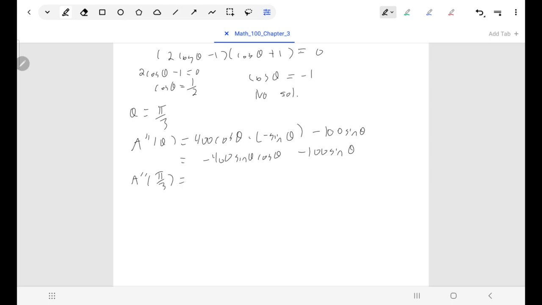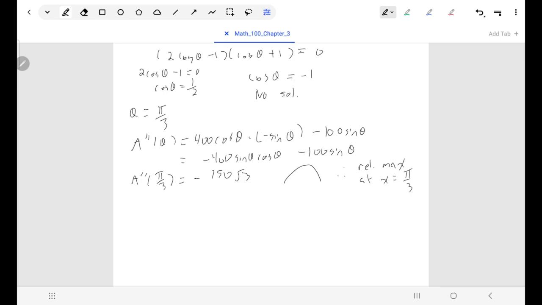If we ask ourselves what is f double prime of pi over 3, we put in pi over 3 for sine and for cosine. Sine of pi over 3 is root 3 over 2. Cosine of pi over 3 is a half. So if we put in the pi over 3 and had our half, root 3 over 2, half, and root 3 over 2, it cleans up to give you negative 150 times root 3, which of course is a negative number, which means we are concave down, which means we have a relative max at x equals pi over 3.